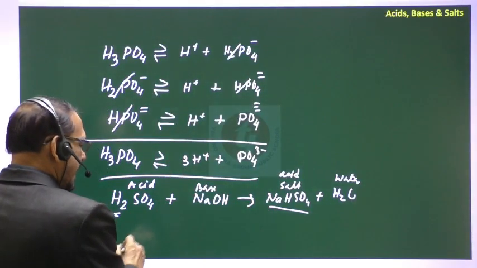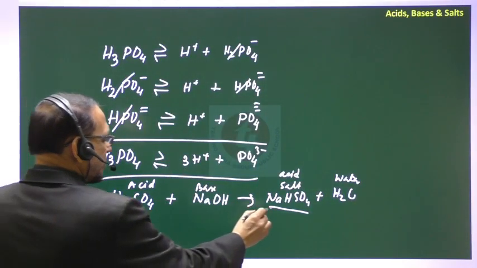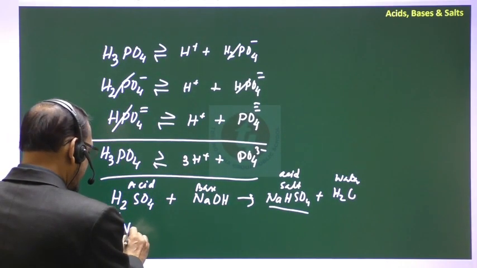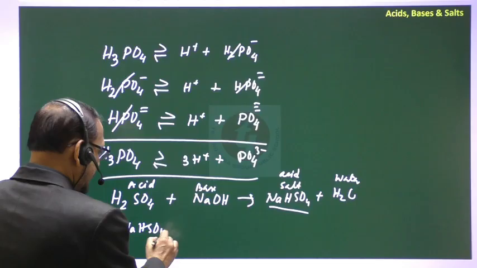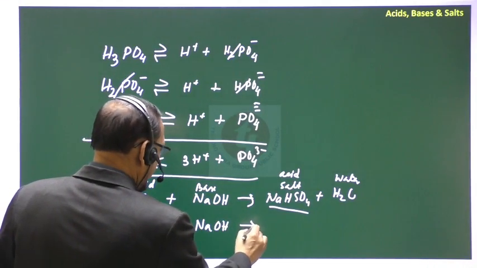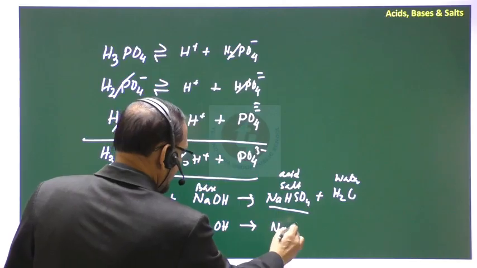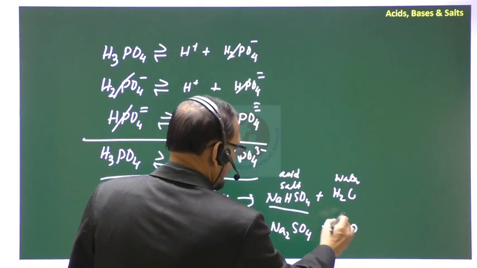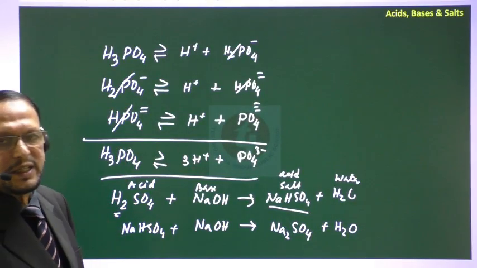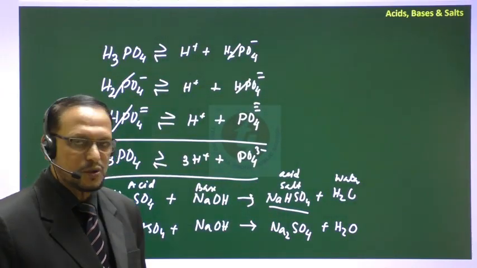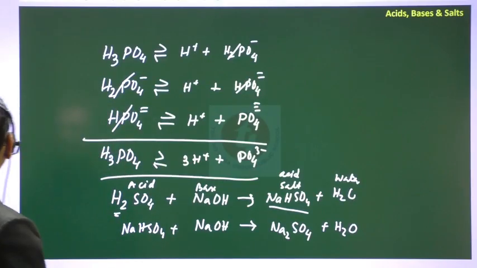Now again, NaHSO4, if it reacts with the NaOH, what will it give? Na2SO4, that is the normal salt, and water. This contains no hydrogen, it is a neutral salt or normal salt. So we have learned two types of salt over here in these reactions.